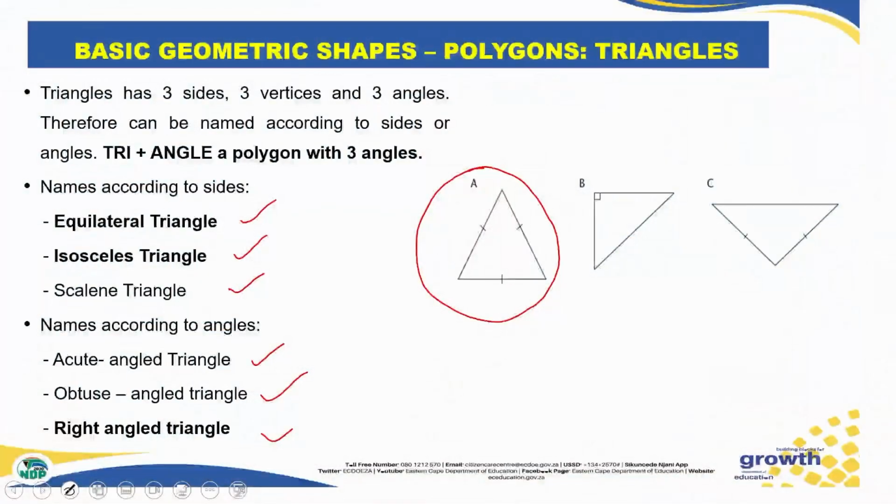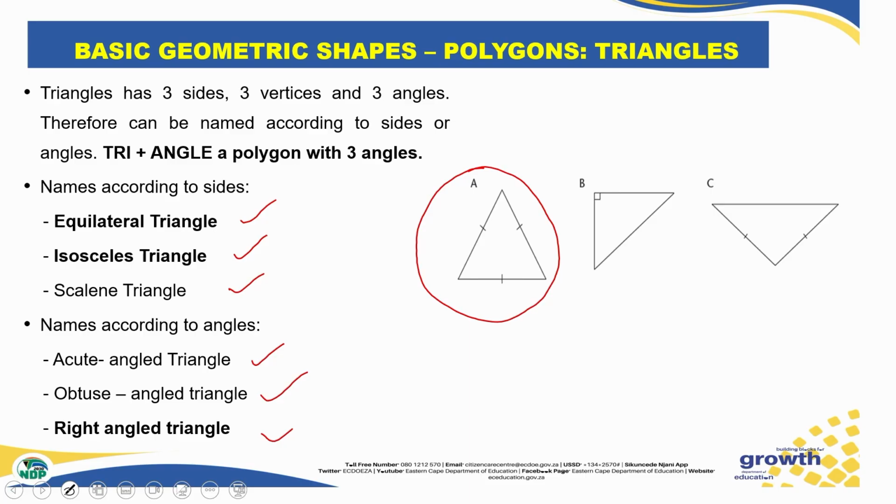Now, when we're talking of an equilateral triangle, it is a triangle that has all its sides equal. The 3 sides are equal. If a triangle does not have those sides being equal, then that triangle is not an equilateral triangle. When do we say a triangle is an isosceles? It is an isosceles triangle because only 2 of those 3 sides are equal. Therefore, it is an isosceles triangle.